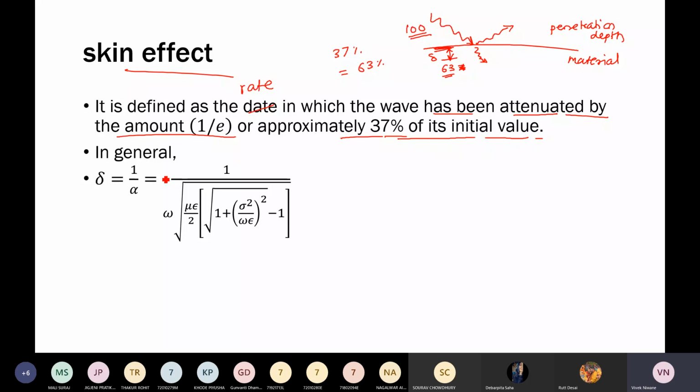So in general, the penetration depth delta is given as 1 upon alpha, and alpha has this relation. And the practical example: we had Reliance CDMA handsets. Lots of people were using these handsets in the years 2006 to 2008. And lots of marketing executives were given these handsets because calling was free, Reliance to Reliance.